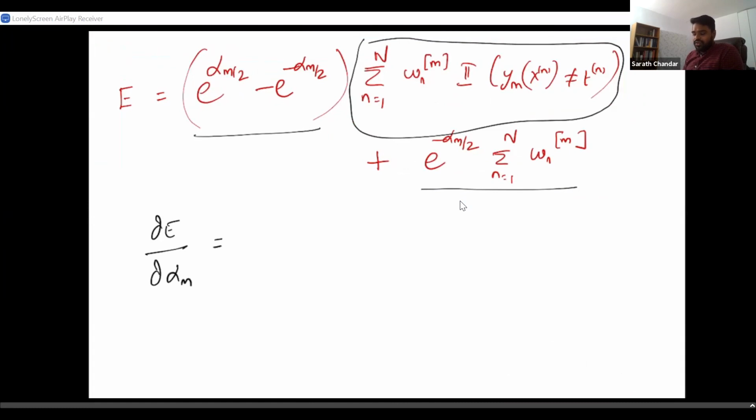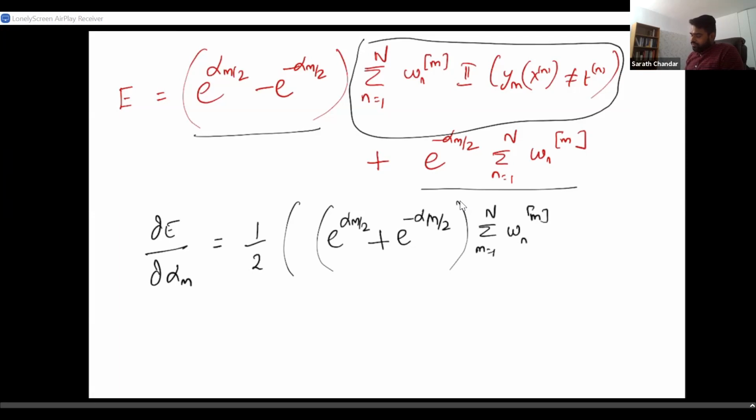So e power alpha m by 2, if you differentiate it, you get e power alpha m by 2. Then you differentiate alpha m by 2, you get 1 by 2, right? So I'm going to take the 1 by 2 outside as a common factor. Then you get e power alpha m by 2. There is minus e power minus alpha m by 2. When you differentiate this, you get minus 1 by 2, so it becomes plus. Plus whatever the constant, you keep the constant as such, summation over n is equal to 1 to capital N, Wn of m. To make things easy, I'm just going to write this as indicator I, but you have to write the whole indicator function.